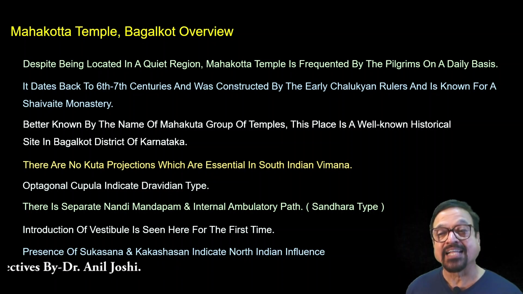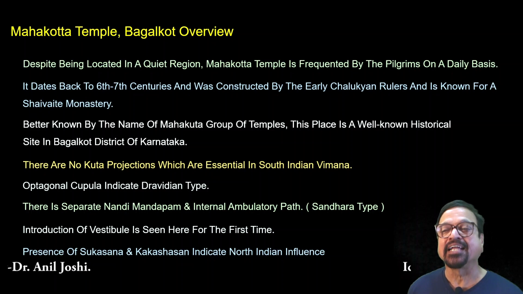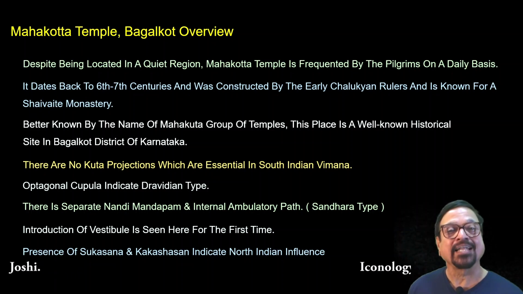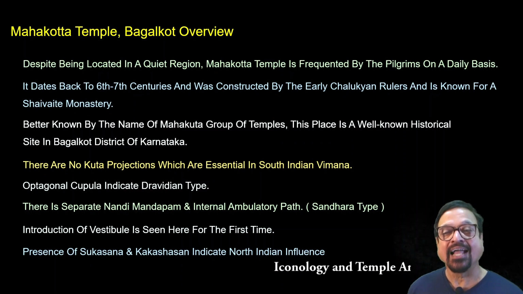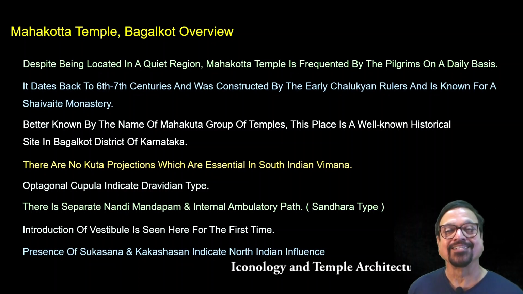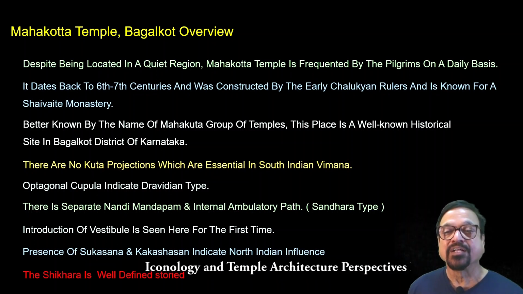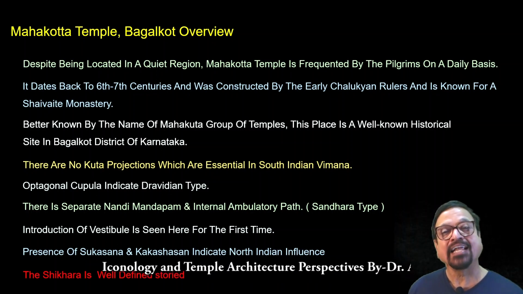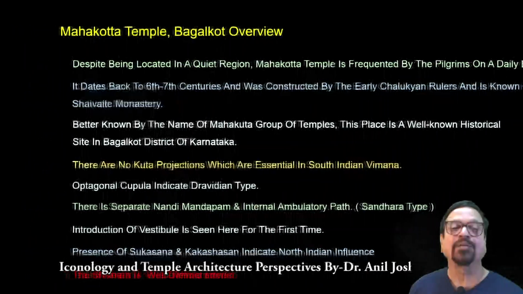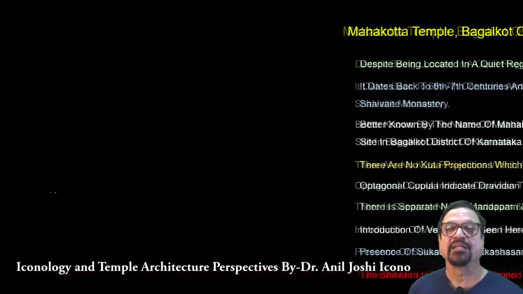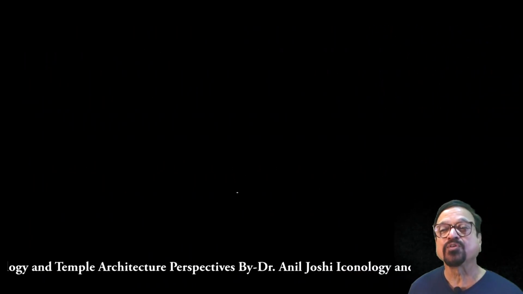Presence of Sukhasana and Kakshasana indicates North Indian influence. Both are there in North Indian temples, that is Sukhasana and Kakshasanas. That is a place for sitting. The Shikhara is well defined and multi-storied. They have got steps. So it has got more influence of North India.